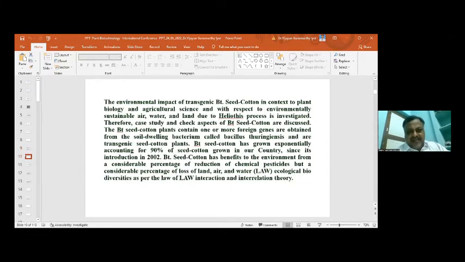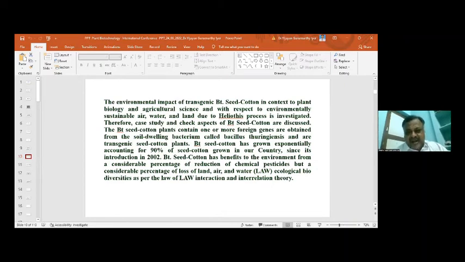And the environmental impact of transgenic BT seed cotton in context to plant biology and agricultural science. With respect to environmental sustainability of air, water, land due to the heliothesis process, that is investigated, therefore case study and check aspects of BT seed cotton are discussed here. The BT seed cotton plants contain one or more foreign genes obtained from the soil dwelling bacterium called Bacillus and are transgenic seed cotton plants.